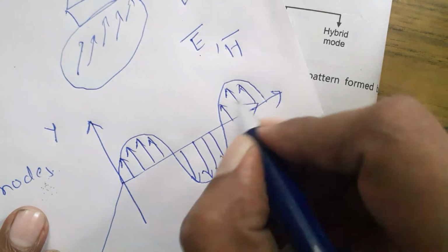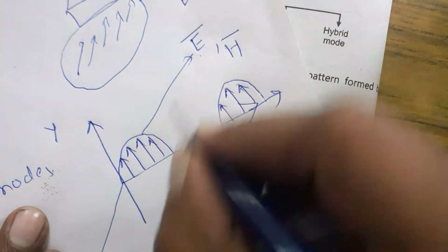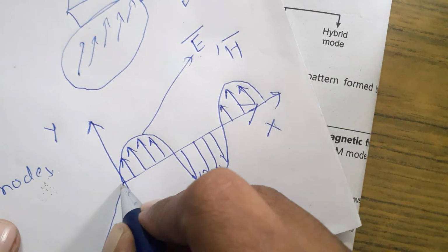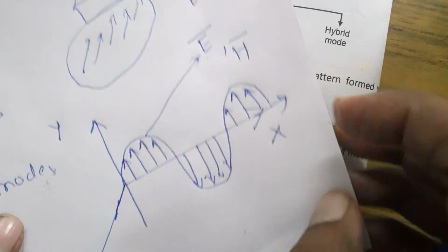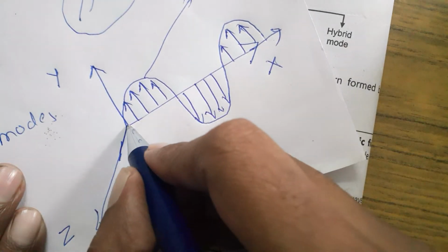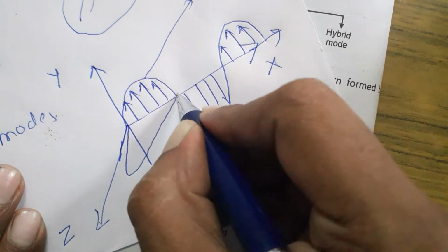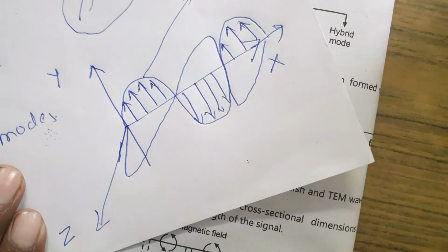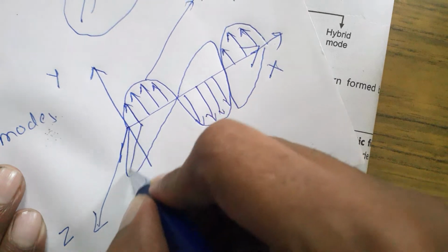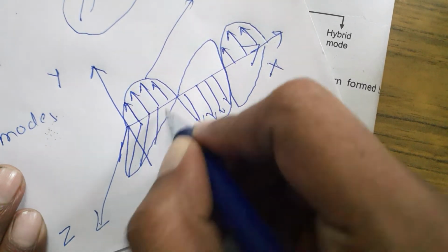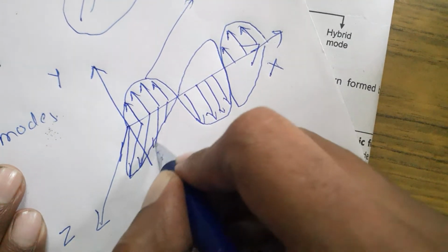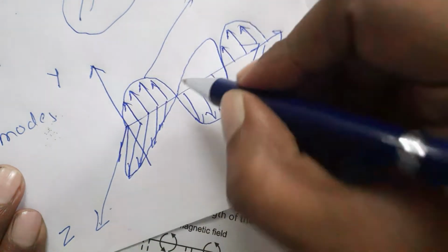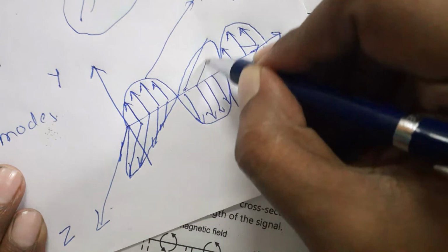Okay. So this will be called the electric field. Then the magnetic field should be parallel to the z axis. So how will it look? I will draw it like this. Just remember, these will be perpendicular to each other. So this one is vertical and this one is horizontal. Similarly, like this.